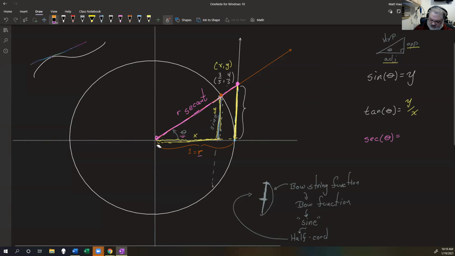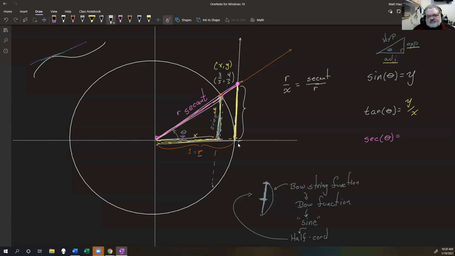How about the ratio between the radius and the x value. The ratio between that radius and the x value has to be the same as the one between the secant length and the radius of the circle. So this to that is the same as this to that. Fair?